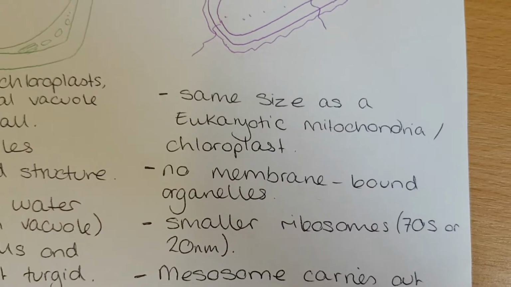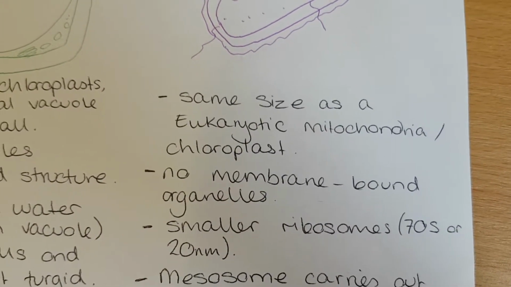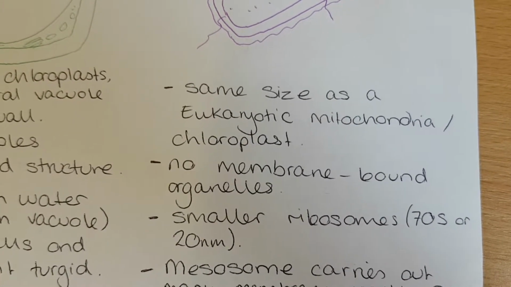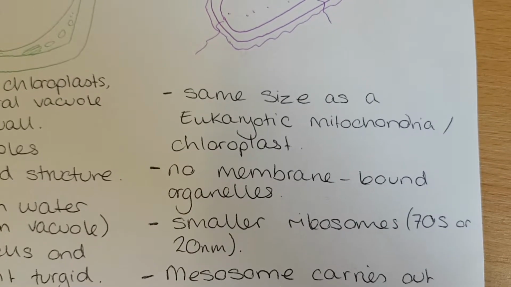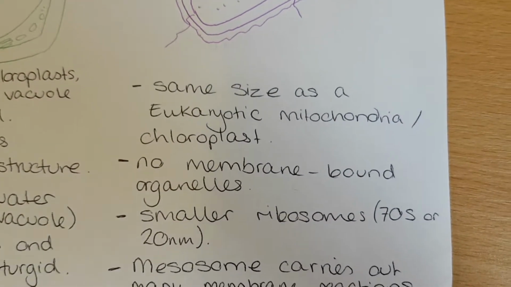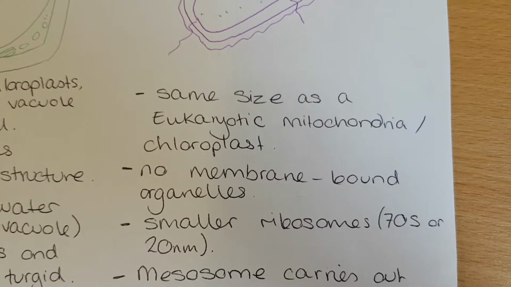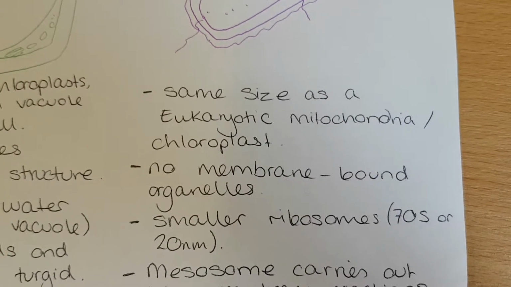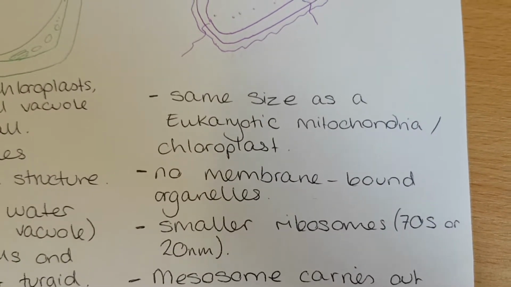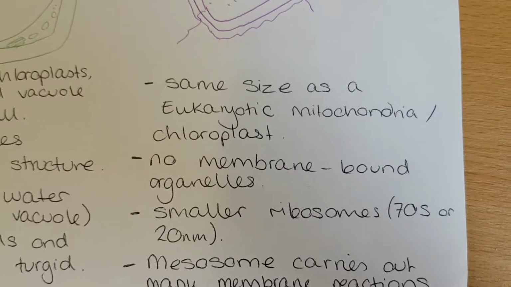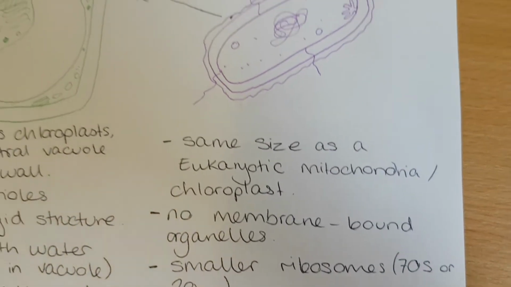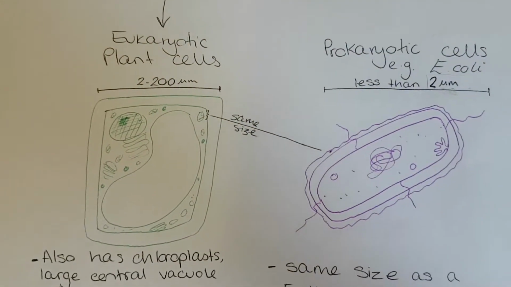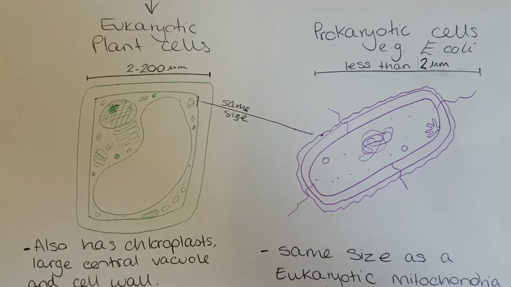Okay, one little thing about their ribosomes is the ribosomes are a bit smaller than the eukaryotic ones. So eukaryotic ones are called about 80S, or about 30 nanometers, but in a prokaryote they're about 70S or 20 nanometers. They're a bit smaller. Okay, so they do have ribosomes, but they're kind of different.